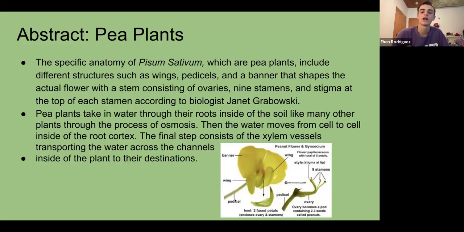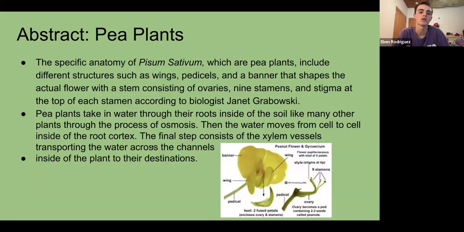Our abstract: the specific anatomy of the Pisum sativum, which is the pea plants we did, starts in the roots, goes up to a stem, then to the pedicel, which is like a stem, into the flower of the plant, which contains the banner and the wings, which protect the ovaries. The ovaries are on the flower stem and contain stigma, and that's what helps the plant fertilize itself and reproduce.